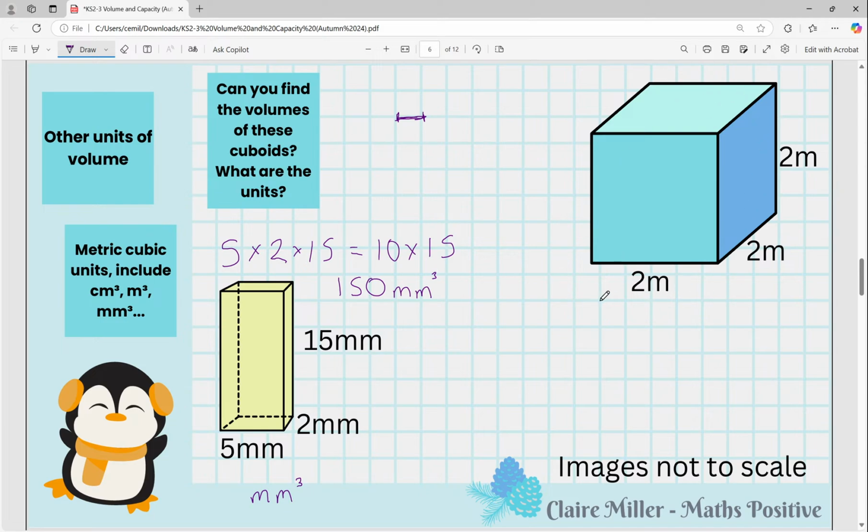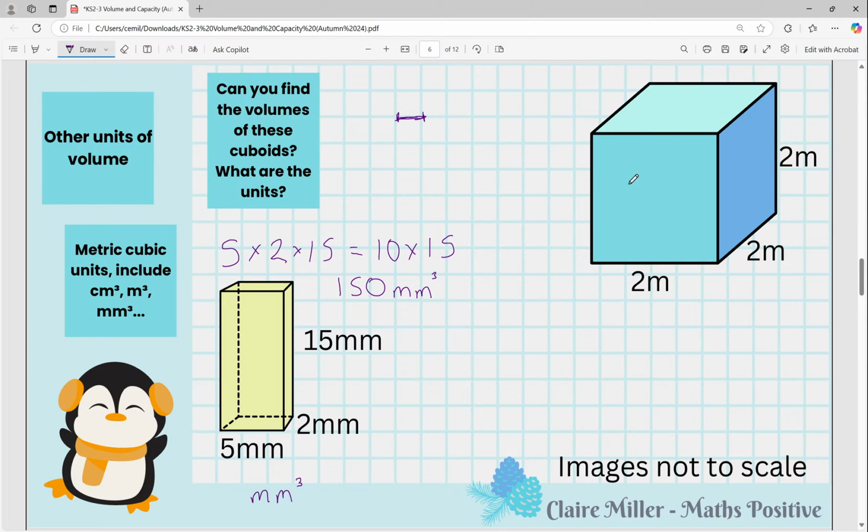And another possibility could be that we measure volume in meters cubed. So here we've got a cube with the side lengths in meters. And again, not to scale, because a meter is 100 centimeters. So a meter is going to be most definitely bigger than the screen that you're watching me from. If you find a ruler, maybe you could have a think about how many times bigger than that ruler a meter would be.